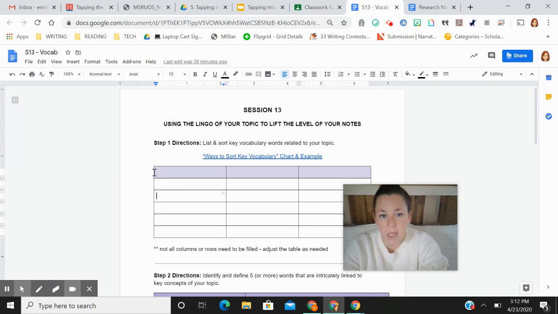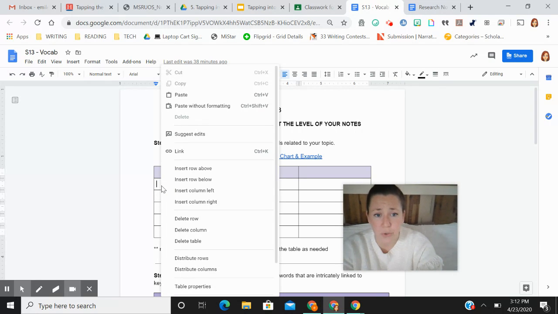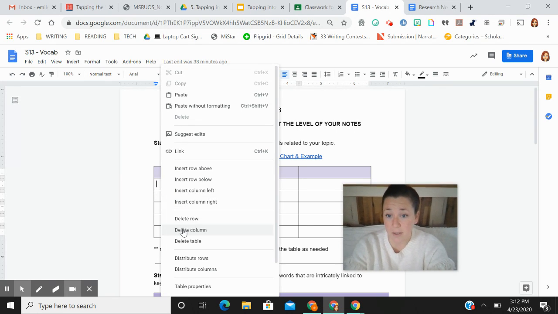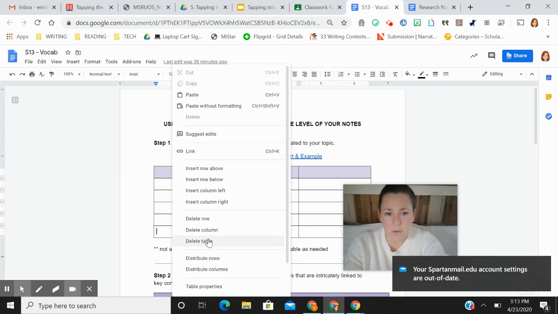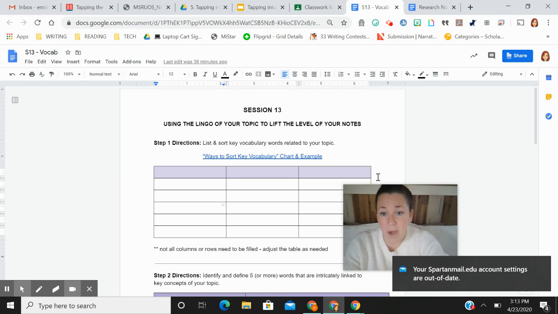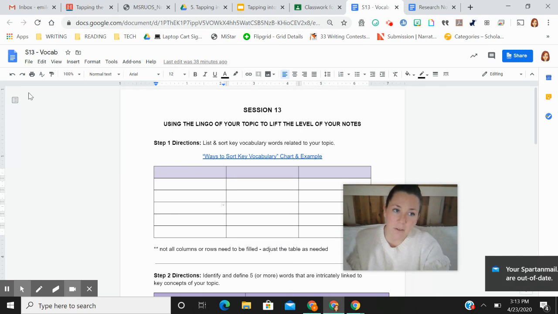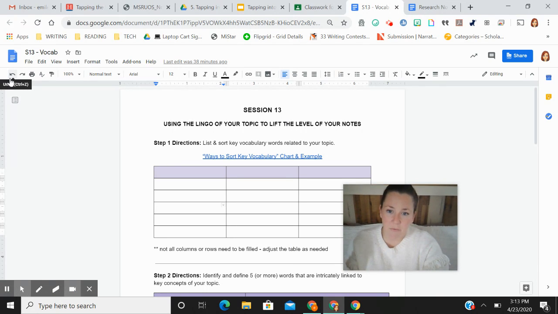So if you right click, if you're like, I don't need 3 columns, I only need 2, you can delete a column. If you're like, I don't need this many rows, you can delete that row. If you accidentally hit delete table, you can just hit that friendly undo button and everything goes back to how it was, right?